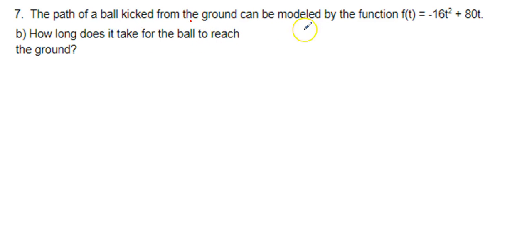Alright, the path of a ball kicked from the ground can be modeled by this function. How long does it take? How long, meaning they're asking for the time for the ball to reach the ground.